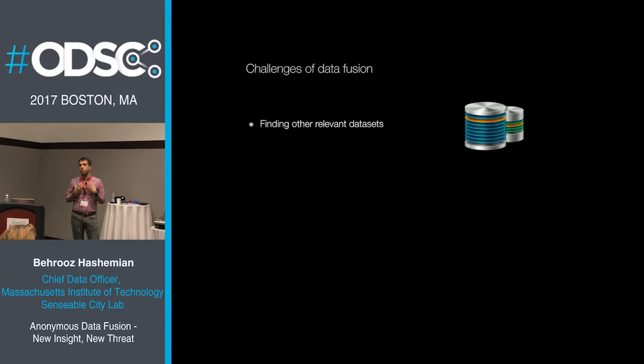But what are the challenges in merging these data sets and making a data fusion? The first thing is finding the relevant data sets. So I have a question in my mind I want to answer, and I have a specific data set that I acquired or I have access to. But what are the other data sets that I can merge to this data set and expand my knowledge with that? This is a crucial question, but it has become less of a problem with the availability of the data.